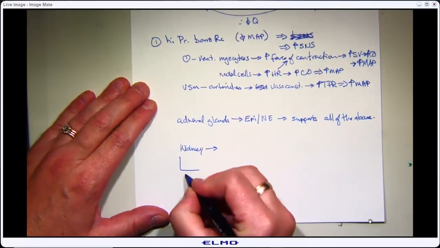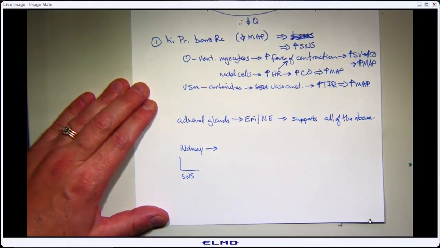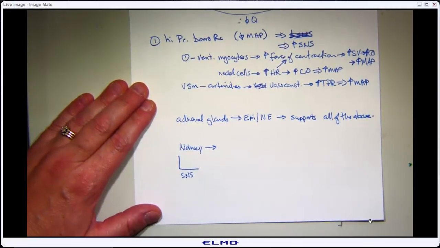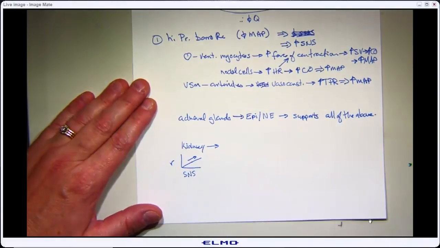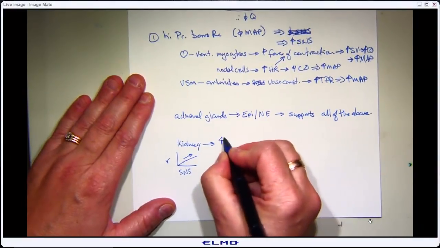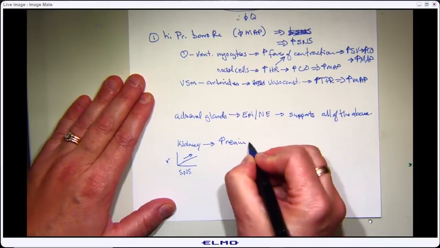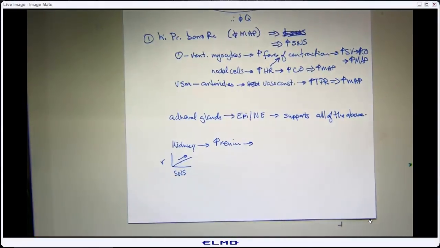Based on direct SNS innervation into afferent and efferent arterioles. With an increase in SNS, I'm going to get an increase in renin. Okay, so what is the result of that increase in renin? So this is the whole body calling for it. Okay, so now we have systemic increase in renin. So what does renin do?